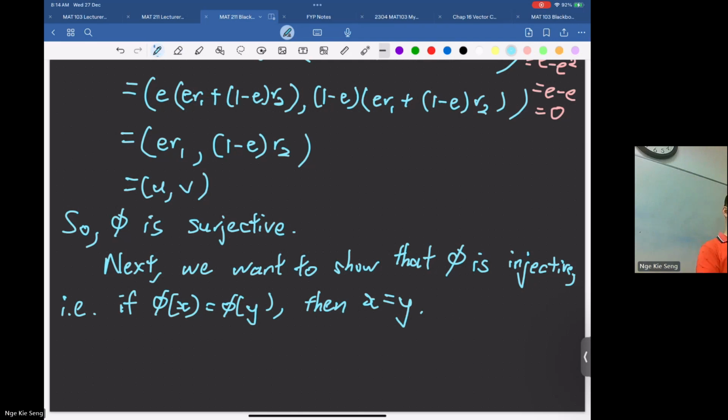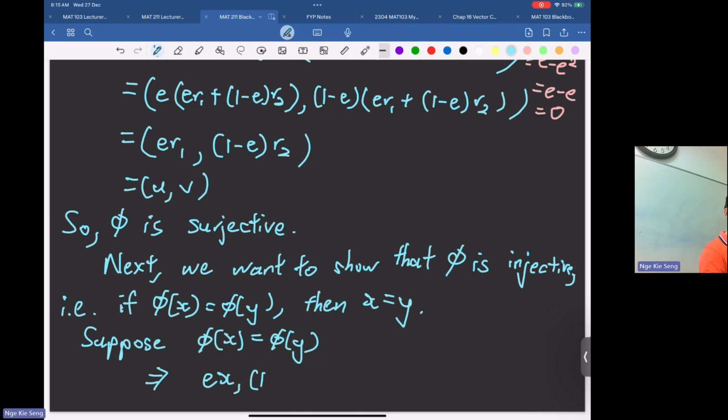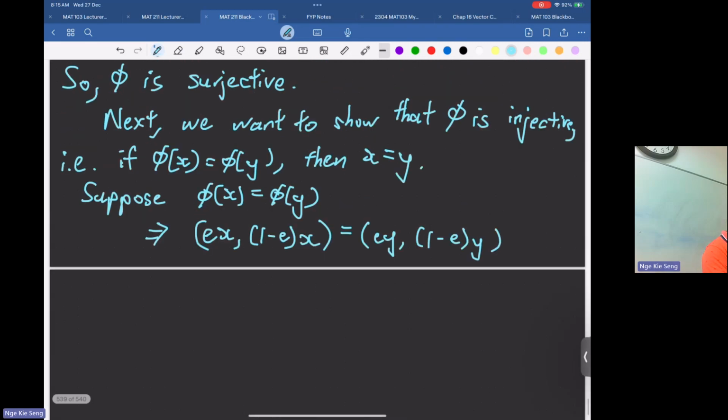Okay? Right. So suppose phi x equals phi y. Okay? Meaning what? Meaning e x, 1 minus e x equals e y, 1 minus e y. Okay? But you want to show that x equals y. How are you going to use this piece of information to show x equals y?